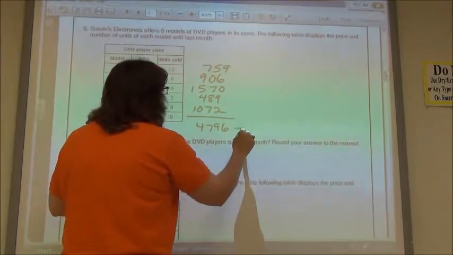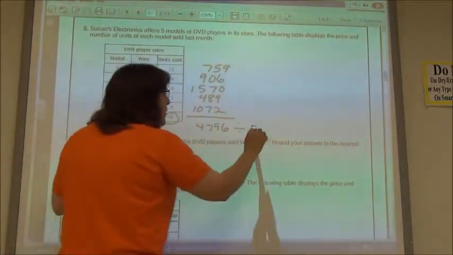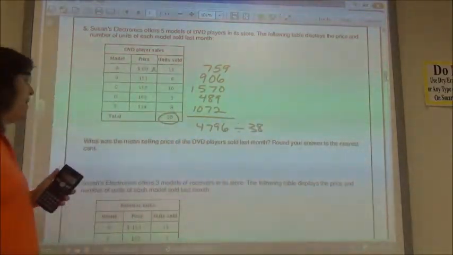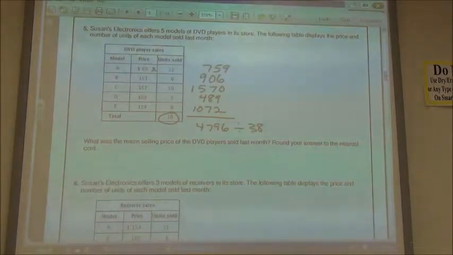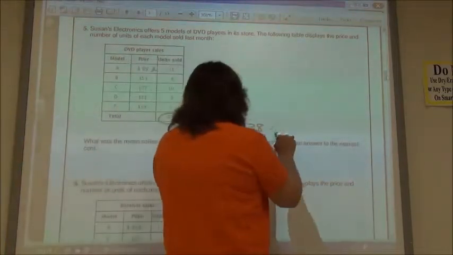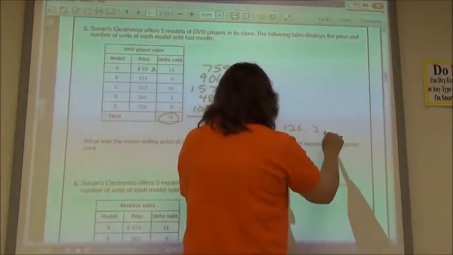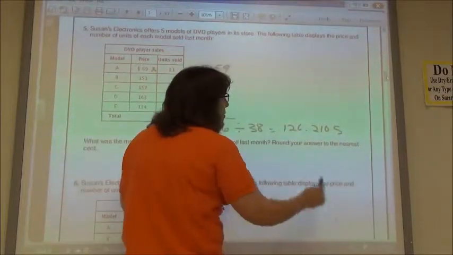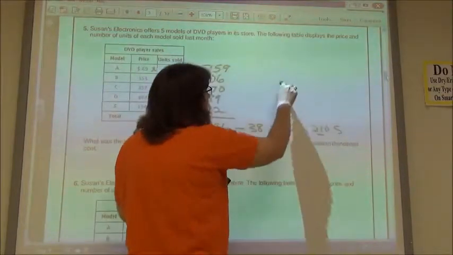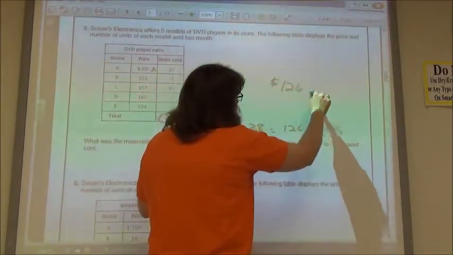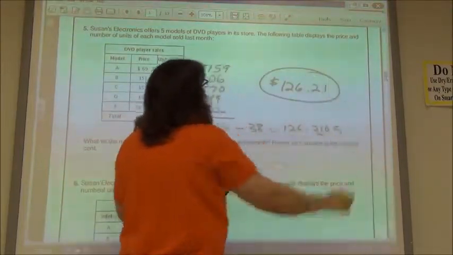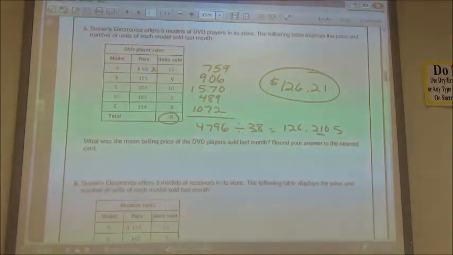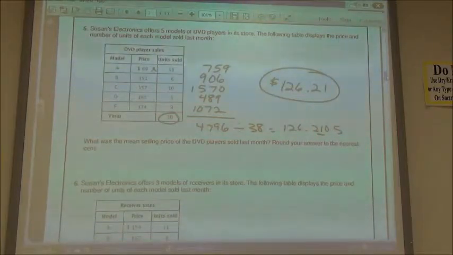$4,796. We sold 38 models. We're trying to figure out what the average price or the mean selling price of each of the DVD players were. So if we divide by the 38 that we sold, we get 126.2105. If I round that off to the nearest cent, there's a 0 behind there, so 126.21. $126.21 is the average price that we made.